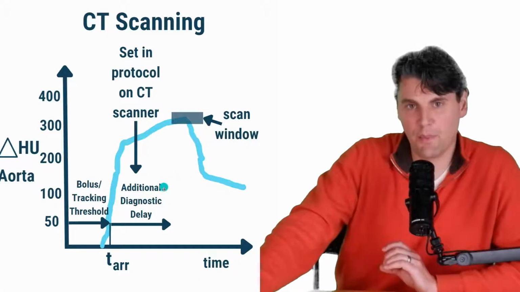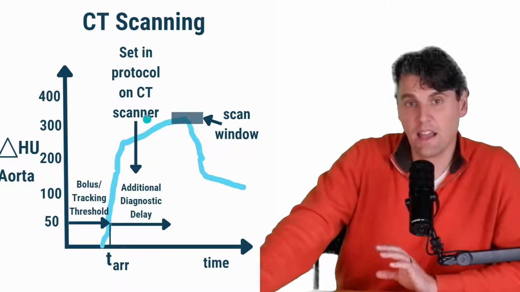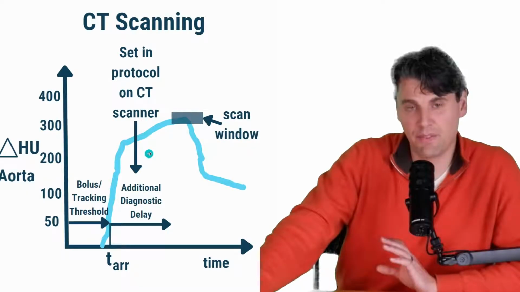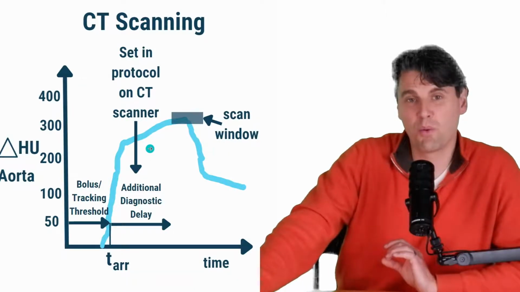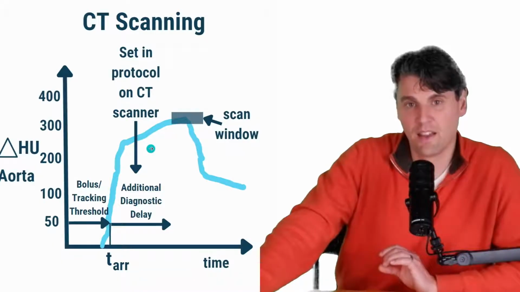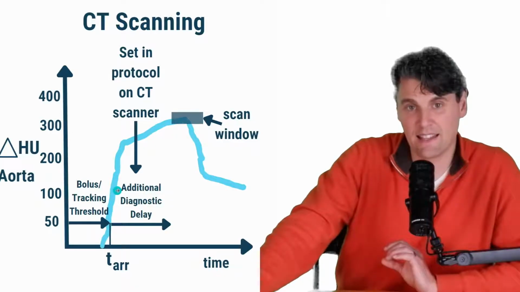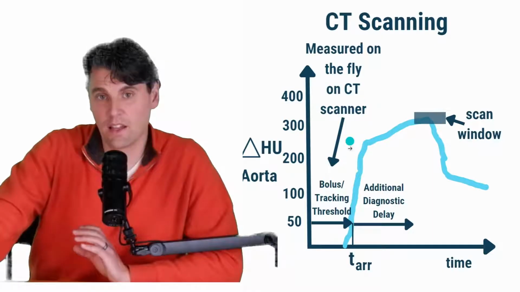When you're setting up your protocols, you're going to want to set them up ahead of time to include an appropriate diagnostic delay, especially on scanners that are very fast in imaging. We really need to make sure this diagnostic delay is set appropriately so we don't outrun the contrast. If we set a very short diagnostic delay, we could end up imaging down here where the contrast hasn't yet hit its peak. And if we're using the tracking technique, we set that threshold, and then on the fly this arrival time is computed by the scanner.